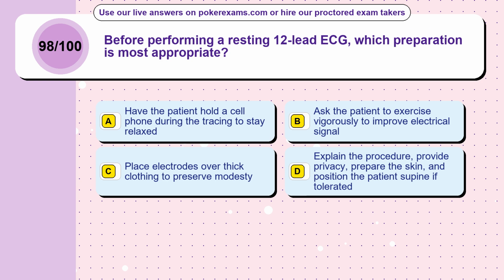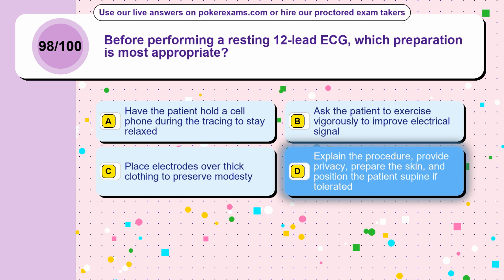Question 98. Before performing a resting 12-lead ECG, which preparation is most appropriate? Option A. Have the patient hold a cell phone during the tracing to stay relaxed. Option B. Ask the patient to exercise vigorously to improve electrical signal. Option C. Place electrodes over thick clothing to preserve modesty. Option D. Explain the procedure, provide privacy, prepare the skin, and position the patient supine if tolerated. The correct answer is option D.